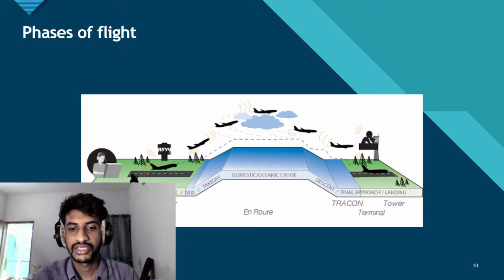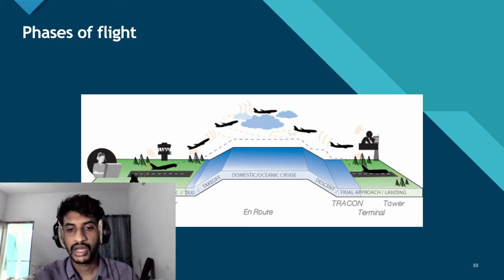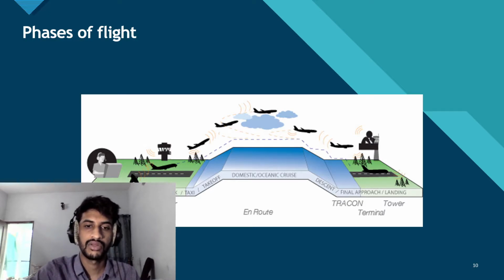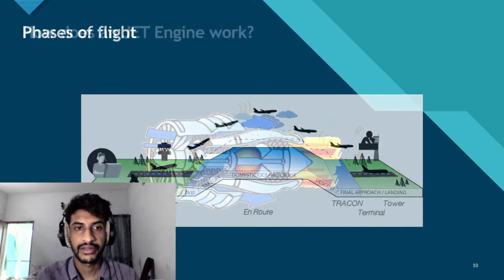So the descent phase is preparation to approach the runway. Then the airplane approaches the runway, and ultimately they land back on the airport, and they taxi to the terminal. So these are the basic phases of a flight.